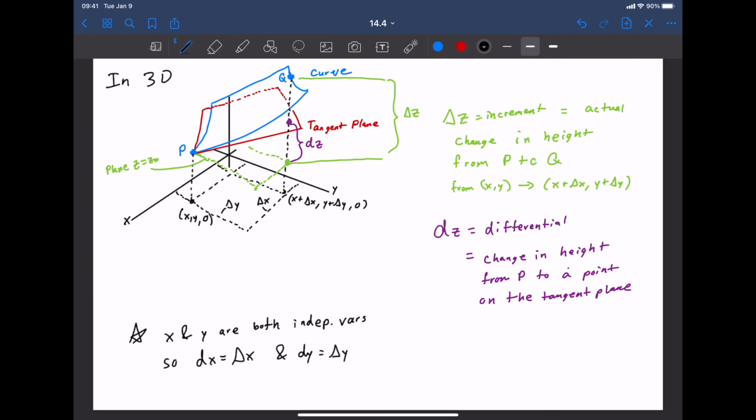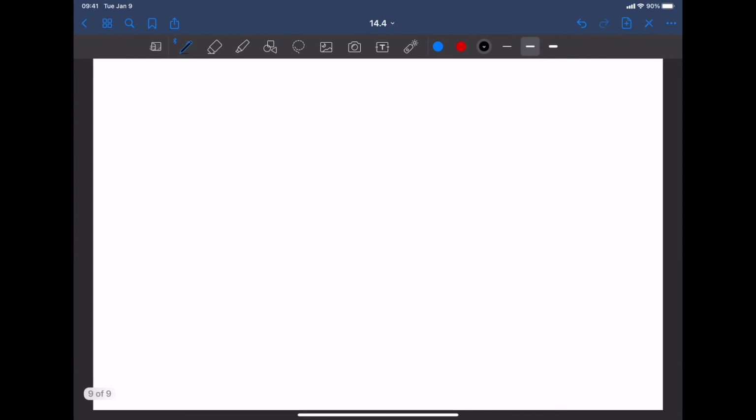Okay, so what we're going to do is recast this and try to estimate that increment in z by using our tangents and our differentials in 2D land. Here we go. So I'm going to draw that figure one more time. An x and a y, and a z.